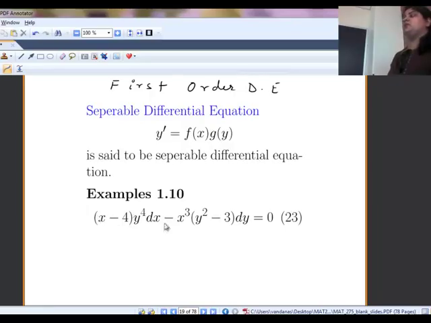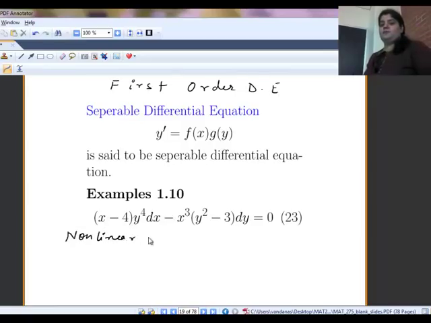Is it non-linear or not? Right, y square, y to the power 4 is making it a non-linear differential equation. So this is non-linear. Okay, I need to convert this equation into this format, and if I am able to convert it into this format, I will be able to solve it. So first let's try to convert it.